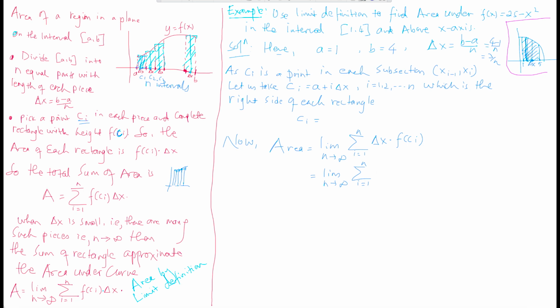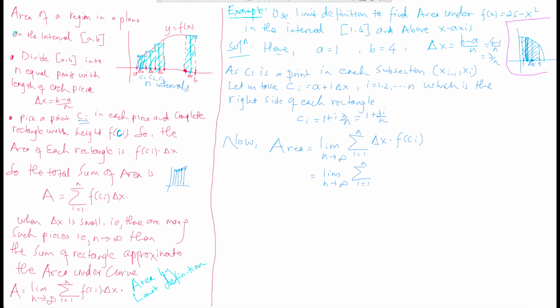That's why, to find the area of this rectangle, I'm picking c_i towards the right endpoint, like we did in the right area, or the upper area. So I'm doing it on the right side of the rectangle. That will be a, which is 1, plus i times delta x, which is 3 over n. So I'm picking c_i as 1 plus 3i over n. That is my c_i.